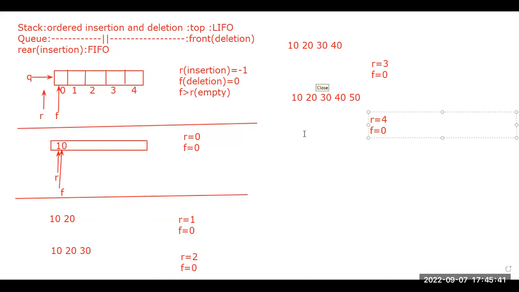Okay. So now this part was all related to insertion. Now R value is equal to 4. Now assume that I want to remove the element. From where will I remove? Which pointer should I use to remove?